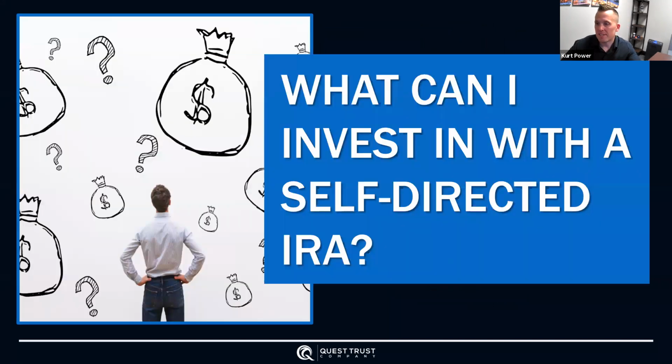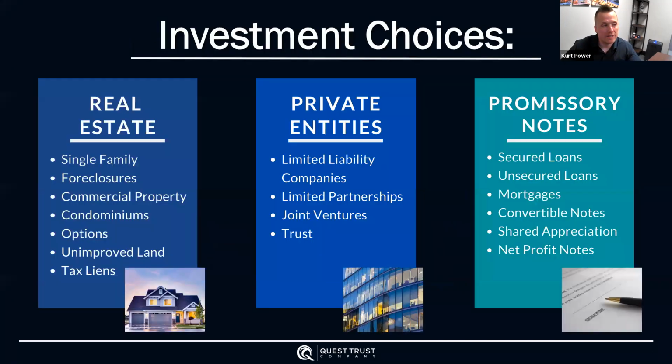So what can you invest in? We just told you the things you can't invest in. Really anything you can think of that you can take title to. Real estate, single family, foreclosures, commercial property, condos, options, land, tax liens. If I'm doing private entities, I can invest in an LLC, limited partnerships, trusts, joint ventures, promissory notes, secured, unsecured, mortgages, convertible notes, shared appreciation, net profit notes.